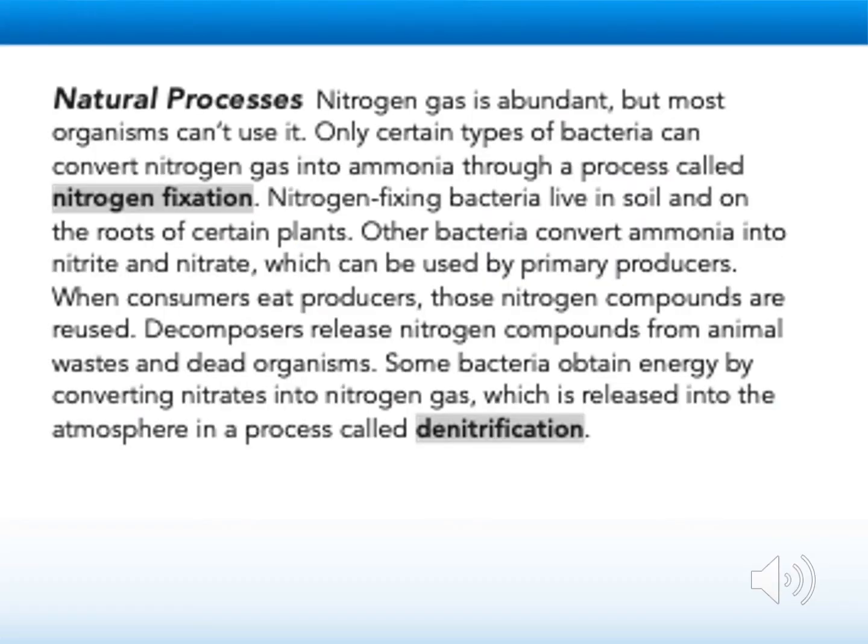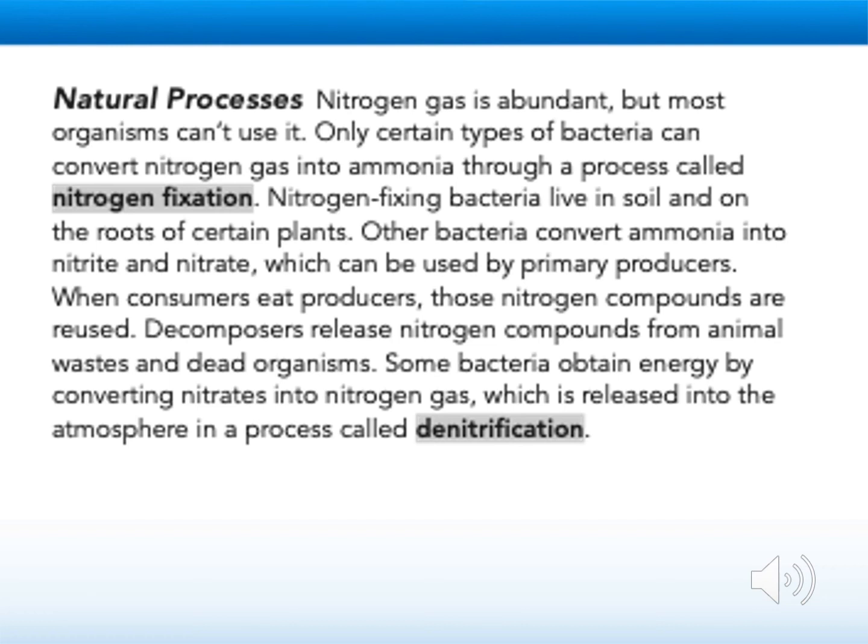Nitrogen gas is abundant, but most organisms can't use it. Only certain types of bacteria can convert nitrogen gas into ammonia through a process called nitrogen fixation. Nitrogen-fixing bacteria live in soil and on the roots of certain plants. Other bacteria convert ammonia into nitrite and nitrate, which can be used by primary producers.